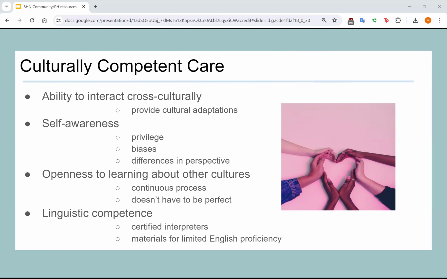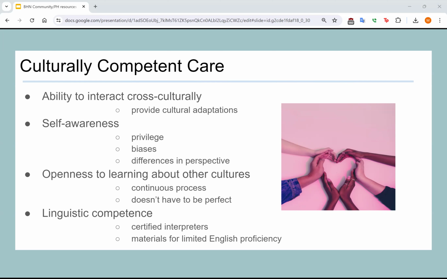Different components might be self-awareness, checking in with yourself to see how your perspective and worldview might differ from the people that you're working with. Maybe they don't have the same privileges as you. Make sure you don't have any biases towards different groups, consider those differences and how you might need to make changes, but also be open to learning about different cultures. So this is very continuous. It doesn't happen overnight, and it's never going to be perfect because we can't know everything about every culture, but just having that openness to learn.